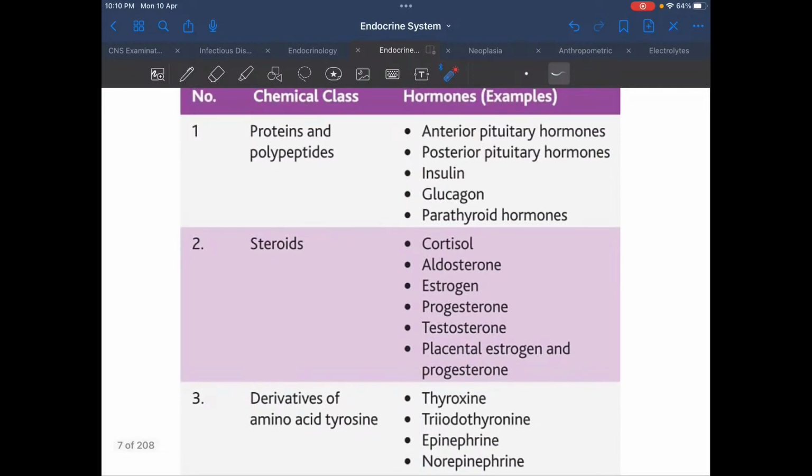And what are the next class? Derivatives of a single amino acid. Example, all of the catecholamines. For example, epinephrine, norepinephrine, dopamine. All of these are derivatives of tyrosine, right? Or we can have thyroxine, T3, T4, etc.